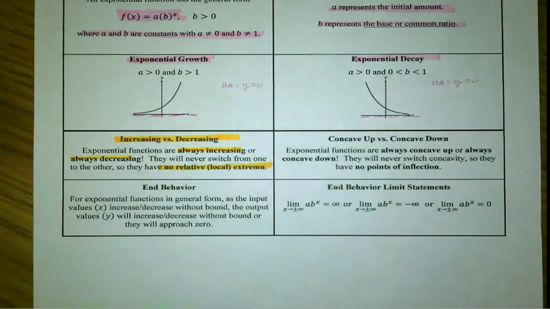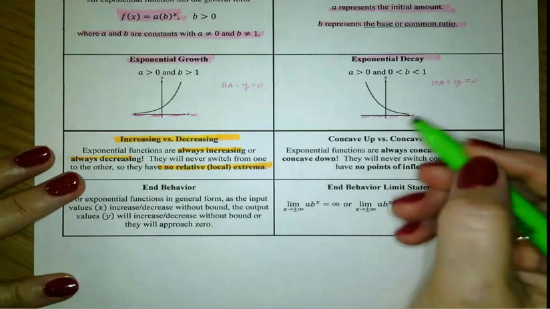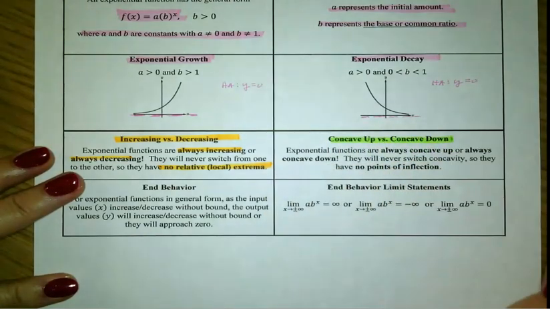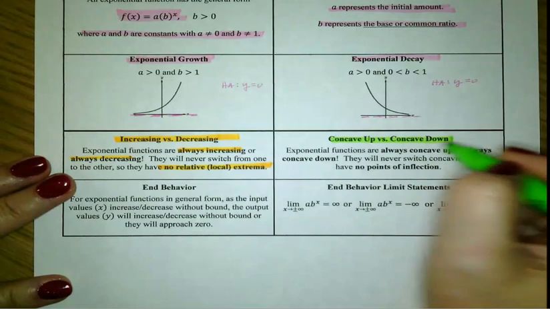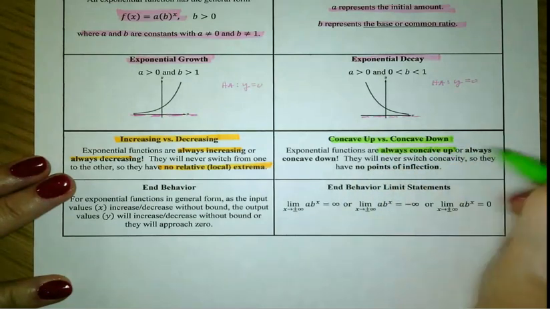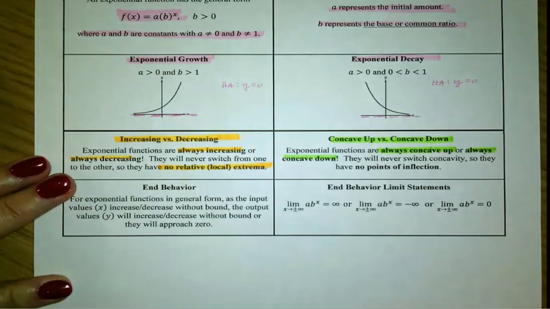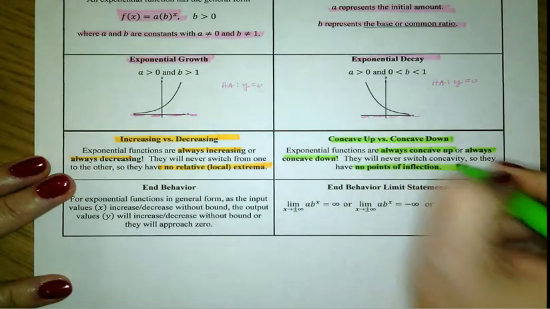Okay, another characteristic we want to review real quick is concavity. So we can say concave up or concave down. And an exponential function is always concave up or always concave down. It never switches its concavity from one to the other, so there are no points of inflection.